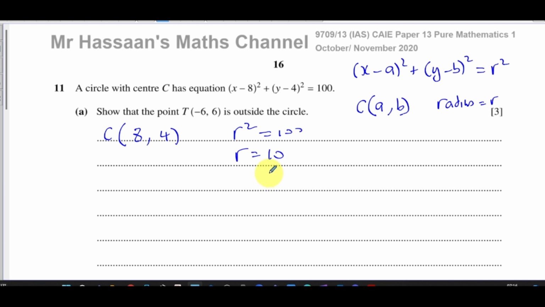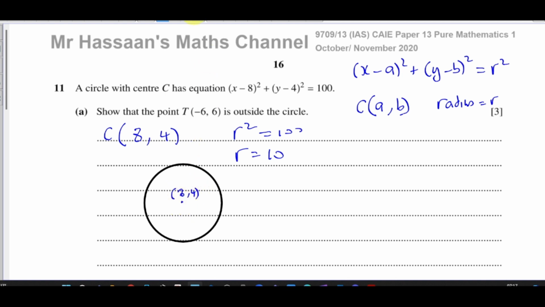So we have to show that the point T, (-6, 6), is outside of the circle, right? So basically, what we can understand from this is that we have the center of the circle. I'll just make a little sketch to illustrate. If we have the center of the circle over there, the radius of the circle is 10, and the center of the circle is (8, 4).